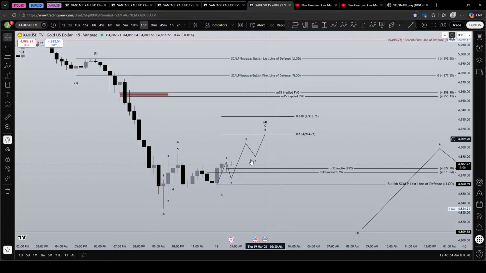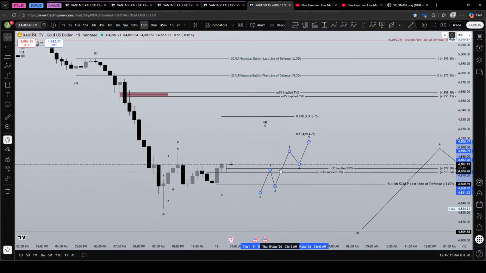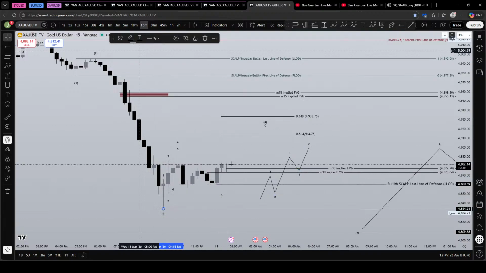here. So once we create a new low here, the 5 waves up will no longer be valid, meaning we need to find the valid wave 0. So if it creates a new low here, then I need to identify the structure. It will probably be an A, B, then C here. So it can be like this one if it breaks the bullish scalp last line of defense, or here as the bullish last line of defense.